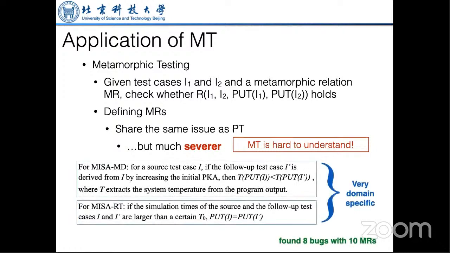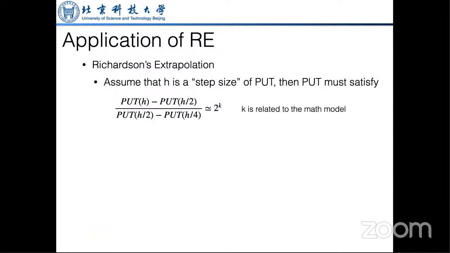Here are some examples. You can see that these metamorphic relations are very domain-specific. The 10 metamorphic relations helped us find 8 bugs. Richardson's extrapolation was proposed by the scientific computing community and was used to verify many numerical algorithms.